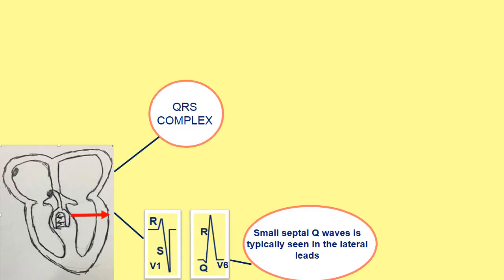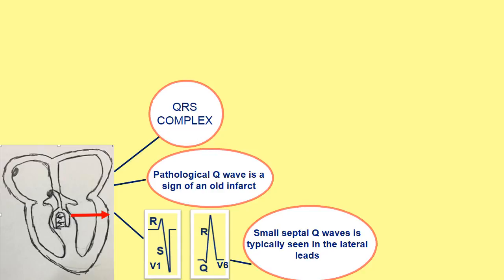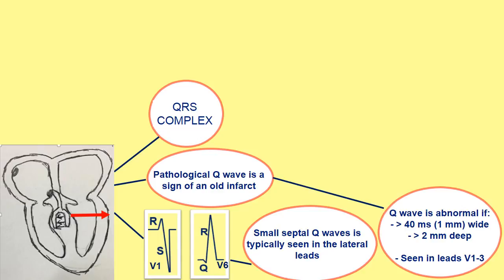Because the lateral leads pick up Q waves just like V6, you should typically see small Q waves in the lateral leads. However, pathological Q waves are these conditions: if it's more than one small square wide, or more than two small squares deep, or if you see it in the V1 to V3 electrodes, you shouldn't be seeing Q waves in them.